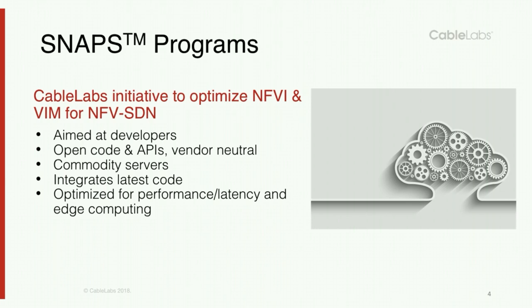So let's talk about SNAPS. SNAPS is a CableLabs initiative to optimize the NFVI and VIM layers for NFV and SDN. So that's really the idea. Now you might say, why do we need to optimize? I mean, there are upstream projects focusing on NFVI and VIM. Why don't you just use them as is? Well, there are many reasons.